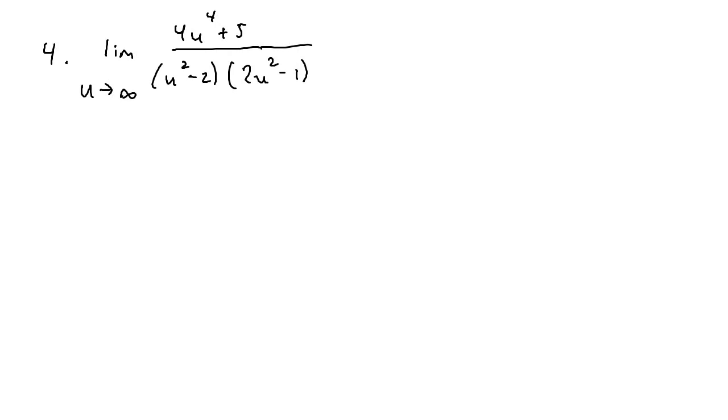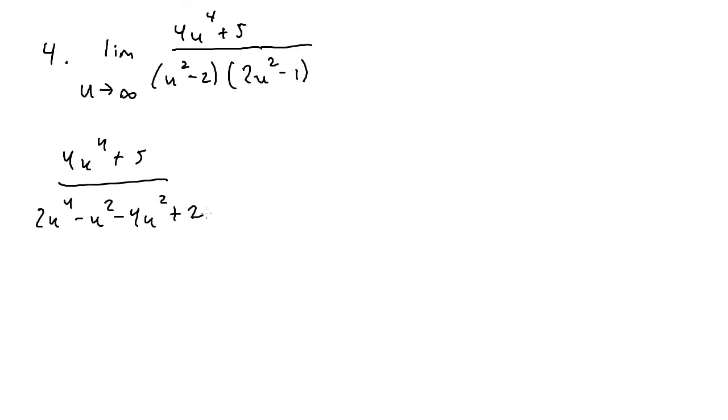So now for number 4, we have the limit as u approaches infinity of (4u to the 4th plus 5) over (u squared minus 2) times (2u squared minus 1). So what I'm going to go ahead and do is actually FOIL the denominator. So we'll get 4u to the 4th, I'll just leave the numerator just like that, plus 5 over... Now for the denominator, we get u squared times 2u squared, which is going to be 2u to the fourth. We have minus u squared, and then minus 4u squared, and then plus 2.